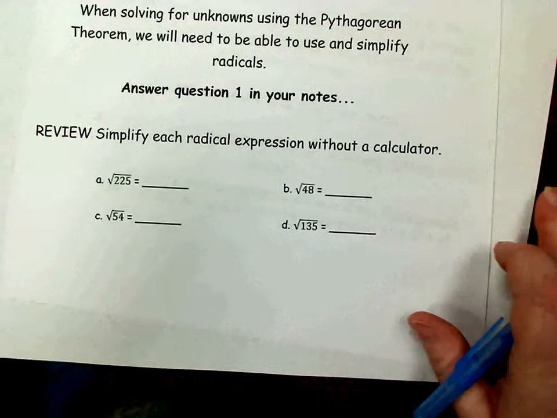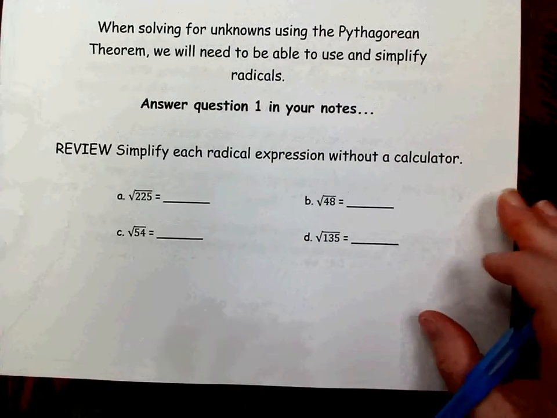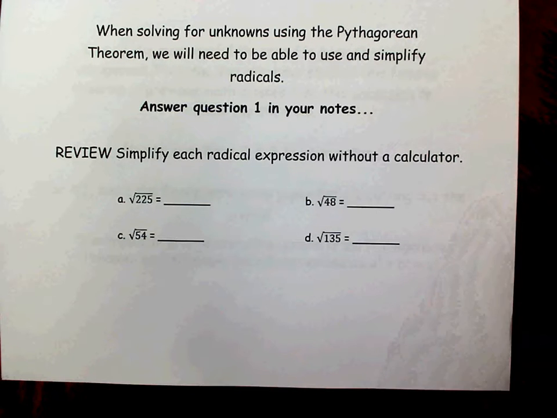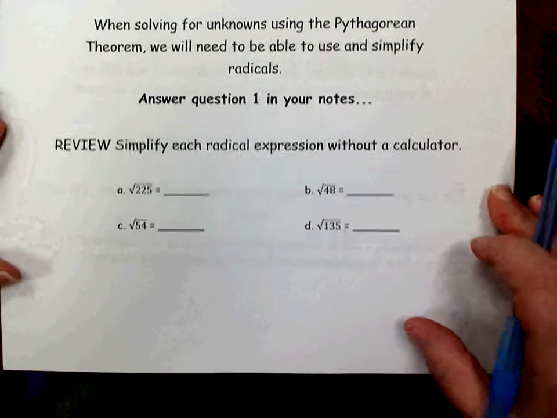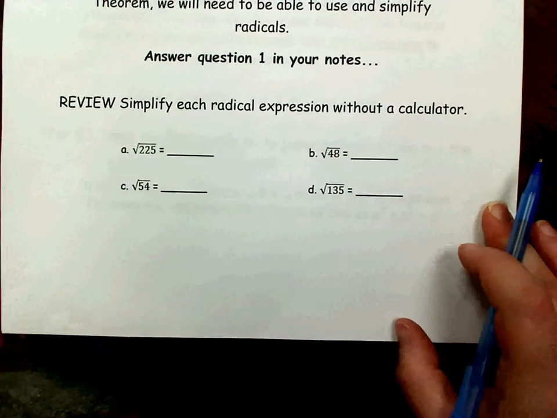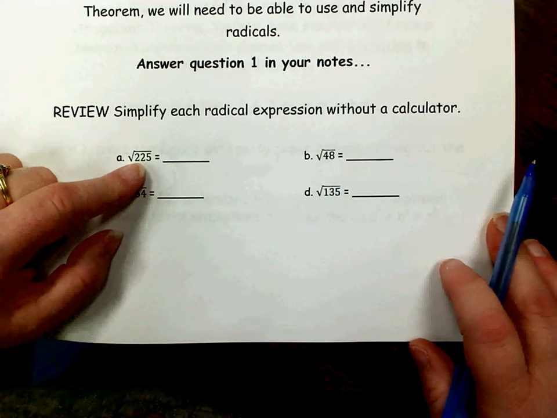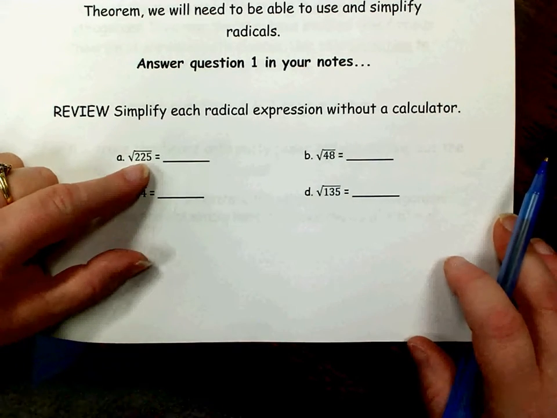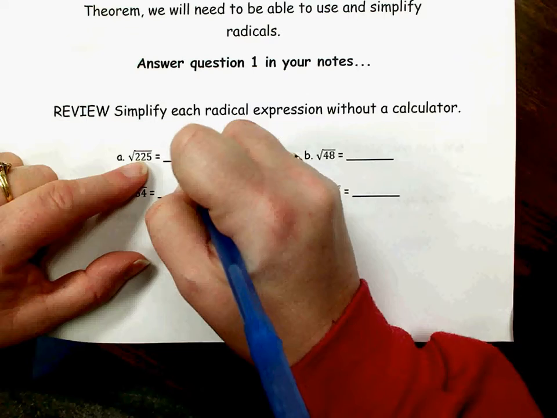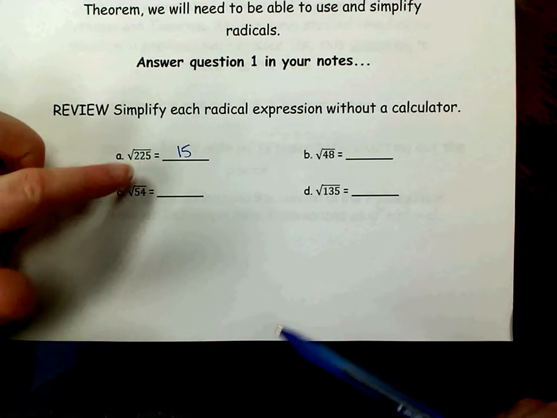When we're solving for unknowns using the Pythagorean Theorem, we're often going to be getting radicals as answers, so they won't always end up as nice perfect whole numbers. And so as a review, I want to look at how to simplify radical expressions, even though we've been doing that even recently. Now, I hope you recognize 225 as a perfect square. 225 is 15 times itself, and so the square root of it is simply 15. There's no need to worry about really simplifying radical expressions when they're perfect squares.